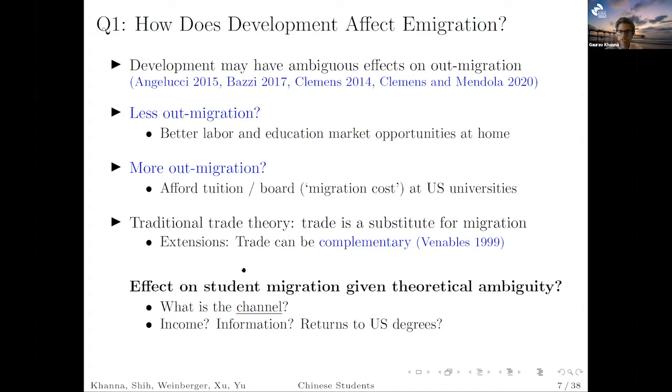So what are the channels? Is it just income growth? Is it better information about universities abroad or changes in the returns to degrees from abroad? So what are the channels that we're going to try and unpack, right?